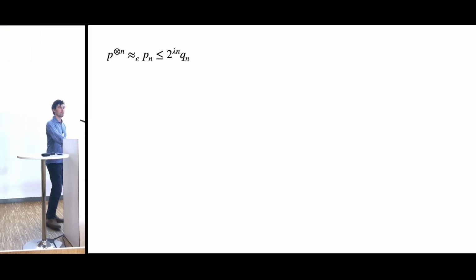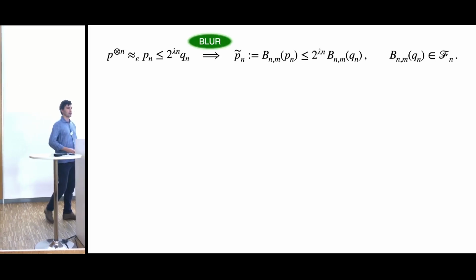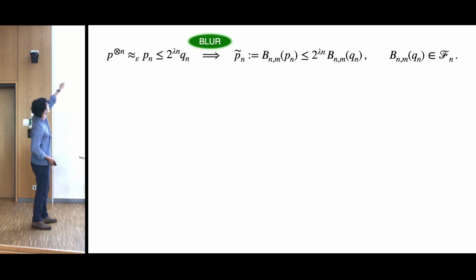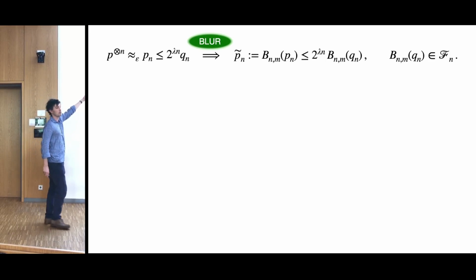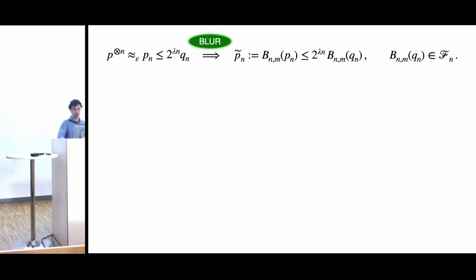Okay, so we are in this situation right now. So now we can apply blurring. And now we get a new blurred probability distribution P tilde n on the left-hand side. The inequality is preserved because this is a channel. And on the right-hand side, you get a new free probability distribution, which is obtained by blurring Qn. Nice. So, what have we gained?